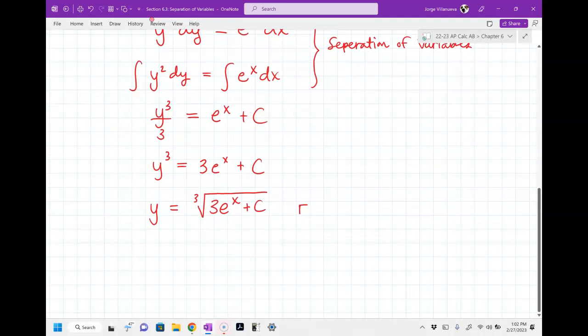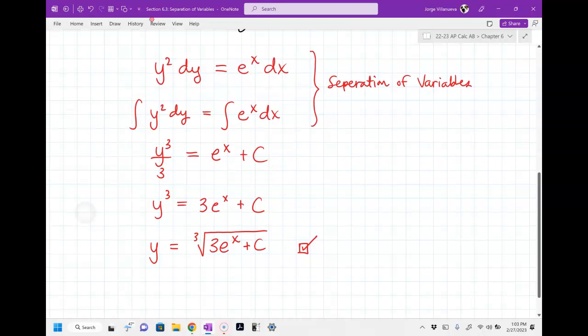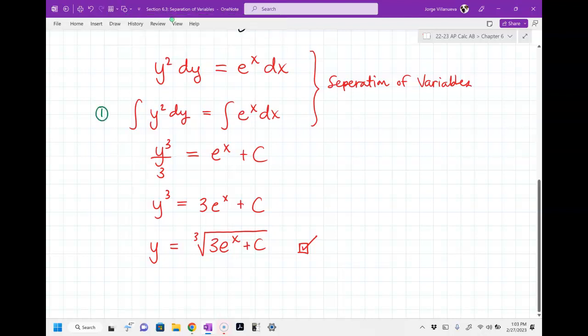And you're done. This is your final answer. This is your general solution. Now for this problem, if this were to come out in an AP test, it would only be worth 3 points because they're not actually asking you to plug in any numbers. That's usually another point. And to find the specific equation, that would be the next point. But the 3 points are usually given, the separation of variables gives you 1. So this would be 1 point right here for being able to do that. Doing the integration properly would be 1 point.